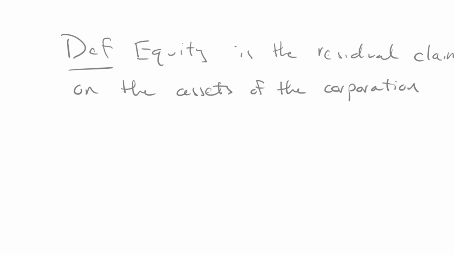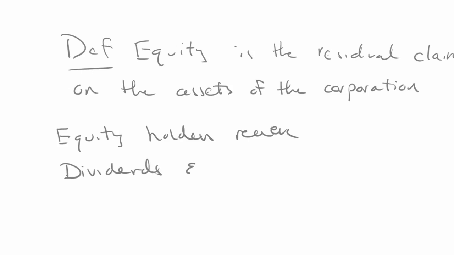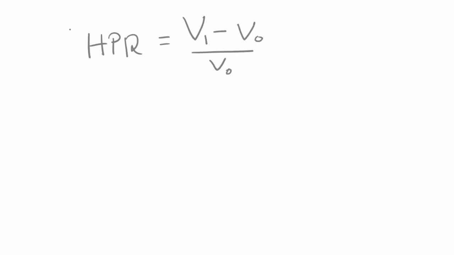So the return to equity comes in two forms. One is a dividend and the other is the capital gain. So equity holders receive dividends and capital gains. So what is my return if I hold shares in a stock? Well, of course, we're going to use the definition of holding period return, same definition as we used before. My value 1 year from now minus the value today divided by the value today. Percent change in the value of my investment.